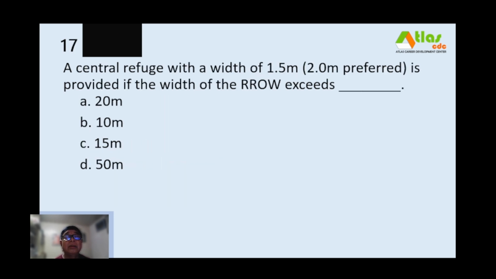So number 17. A central refuge with a width of 1.5 meters or 2 meters preferred is provided if the width of the road exceeds blank. A. 20 meters. B. 10 meters. C. 15 meters. And D. 50 meters.